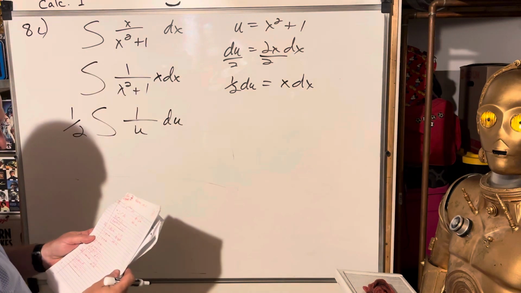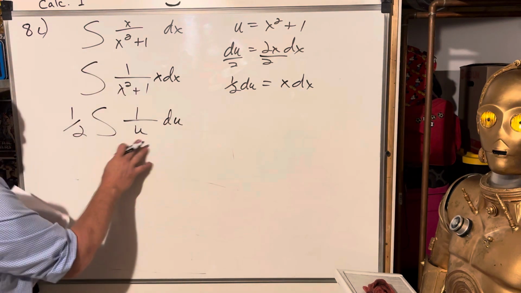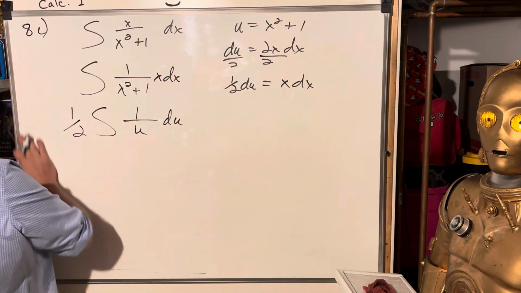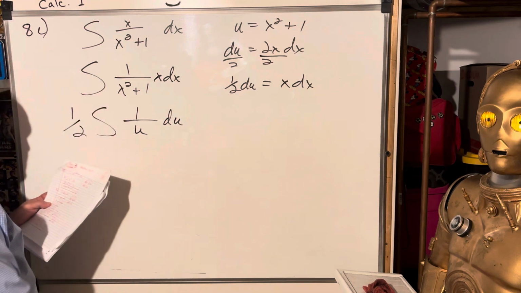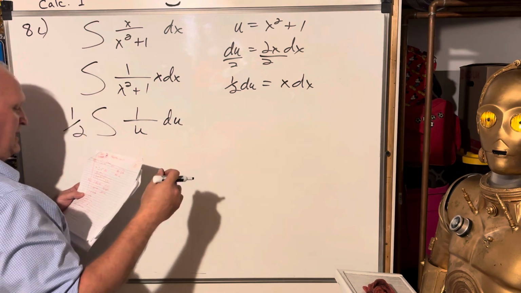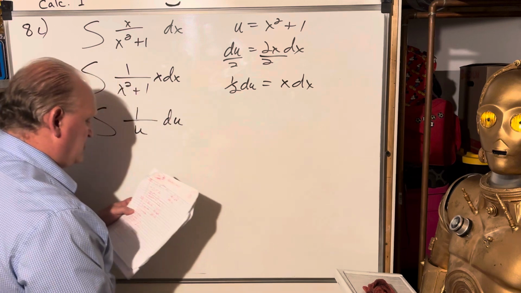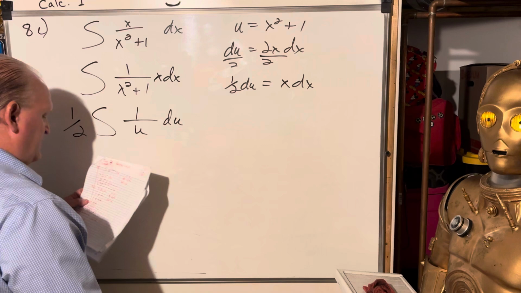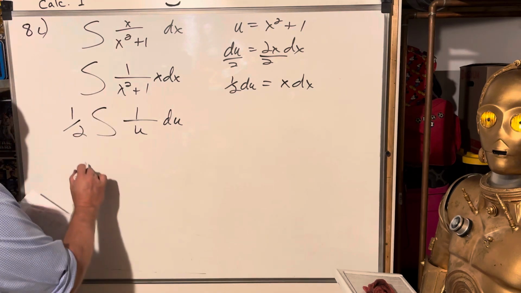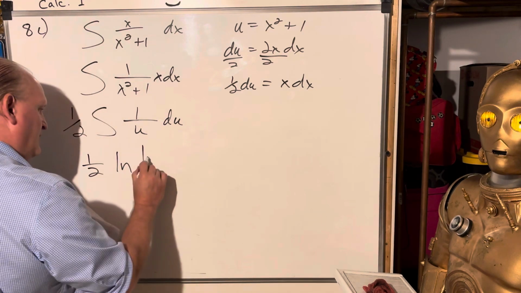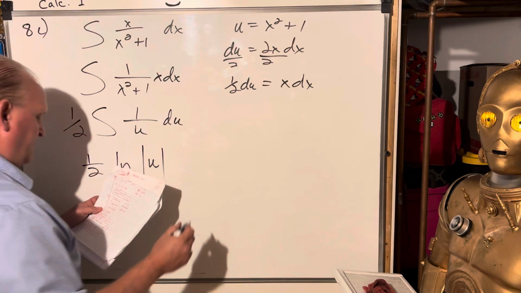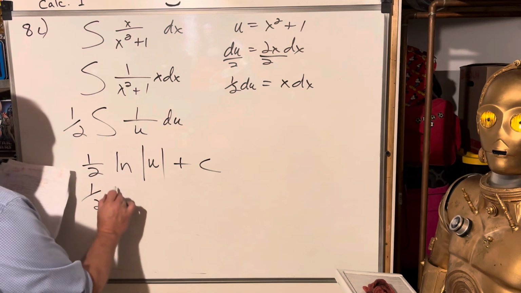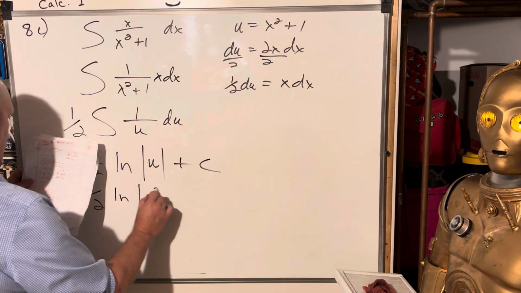And now, how do I do that? I can't say u to the negative 1, because then when I do u to the negative 1 and add 1, I get 0. And it isn't it. So this is that special, right? When I take the derivative of the natural log of x, I get 1 over x. So the antiderivative is ln of the absolute value of u plus c. And 1/2 ln, remember to get the x's back in there, x squared plus 1.